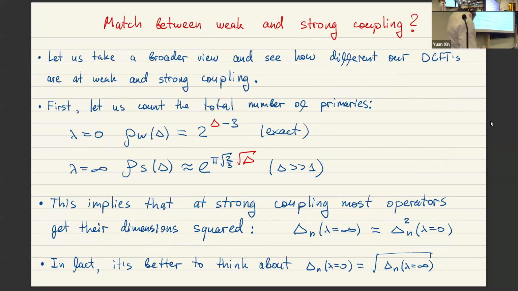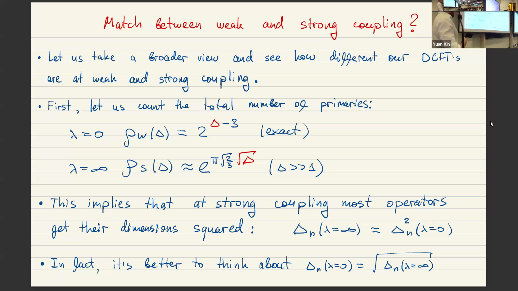Then you can also calculate anomalous dimensions. So instead of going into details of these calculations, let me take some broader view. How close are these theories at weak coupling and strong coupling? And to do this, let's do first just a counting of operators. How many operators do we have on the left and on the right? Because that we can do exactly at weak and strong coupling. So at weak coupling, which is a very similar exact formula, the number of primaries of dimension delta goes like 2 to the delta minus 3.